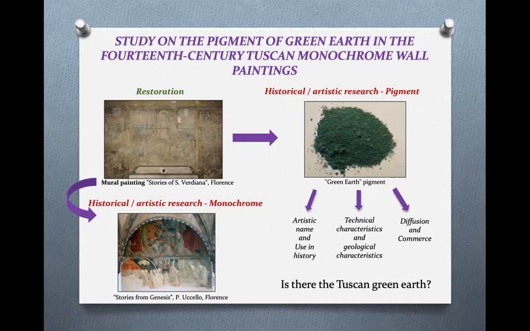The first step was to make historical and artistic research on the pigment, of course, to understand the artistic name and the history, technical characteristics, geological characteristics, diffusion and commerce. The second step was to make historical and artistic research on the artistic phenomenon, on the monochrome in green earth. Because the question was, is there a Tuscan green earth?